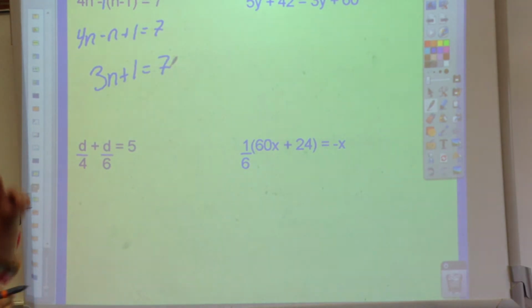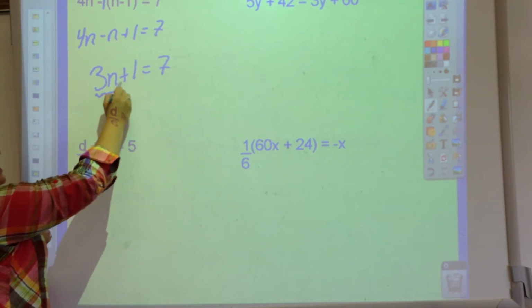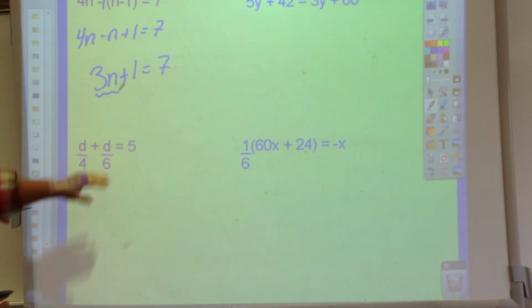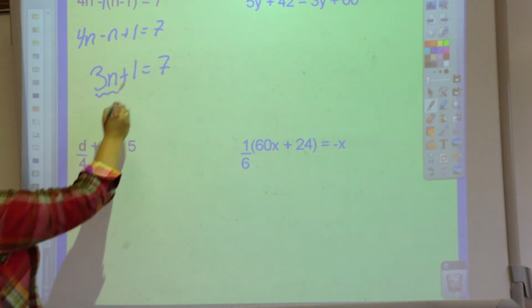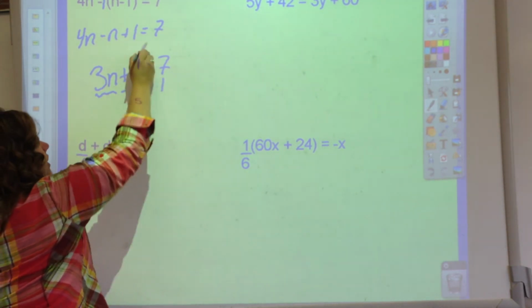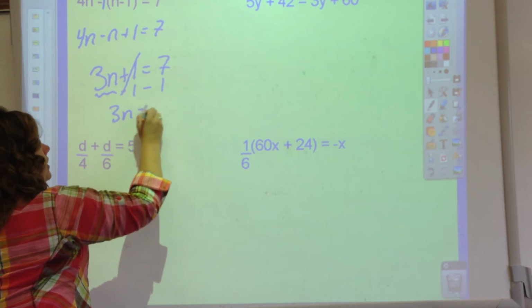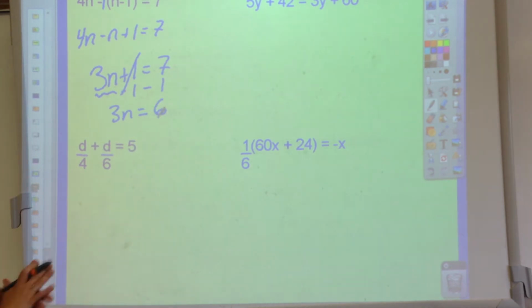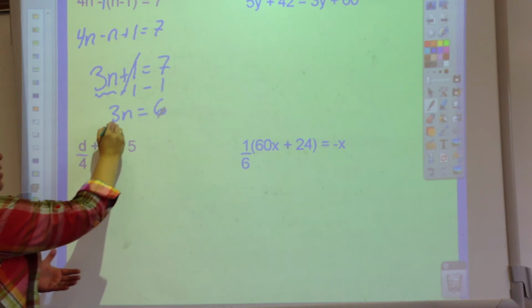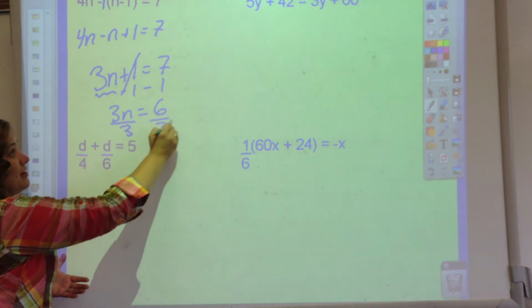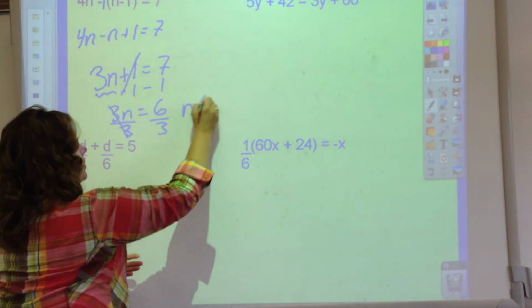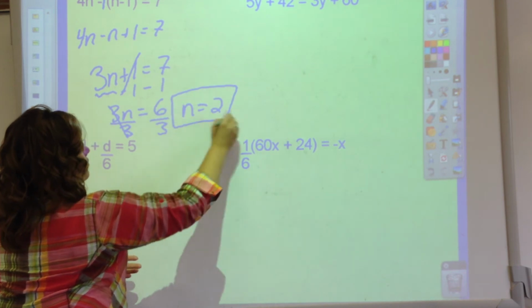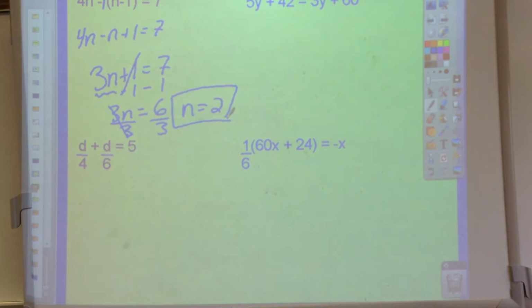And now you can see I have one variable piece. In order to get it alone, I need to move the plus 1. The opposite operation is subtracting 1. And last but not least, in order to get the n alone, I need to do the opposite of multiplying by 3, which is dividing by 3. And I end up with n equals 2.